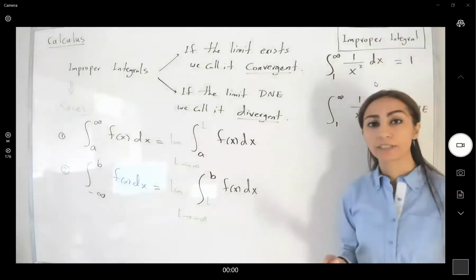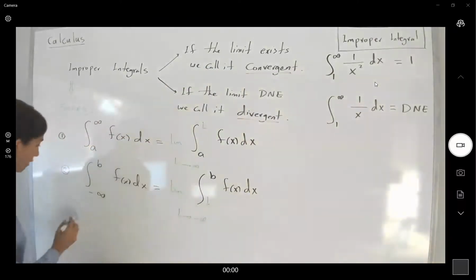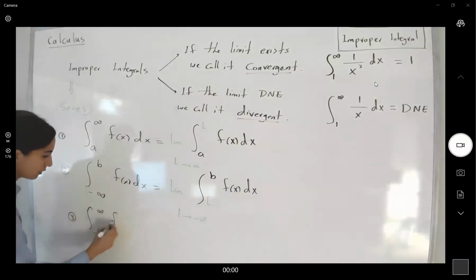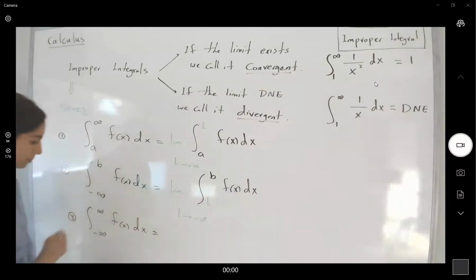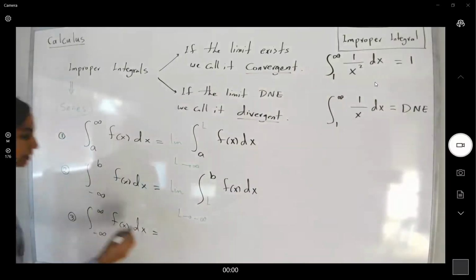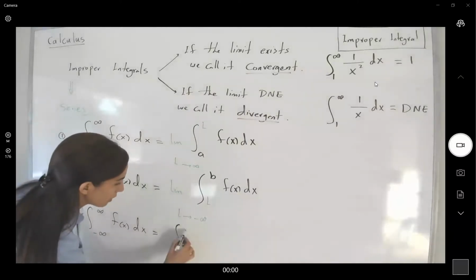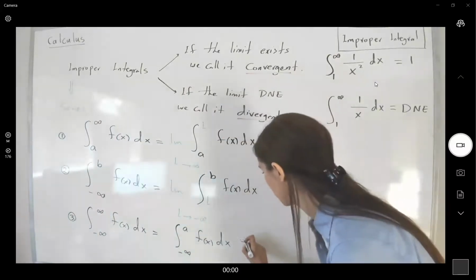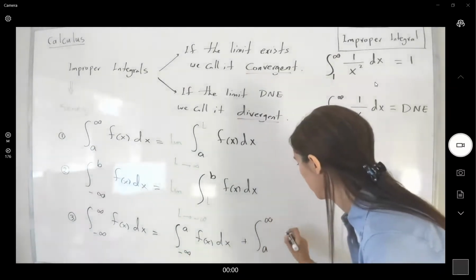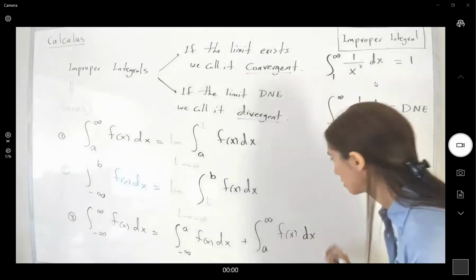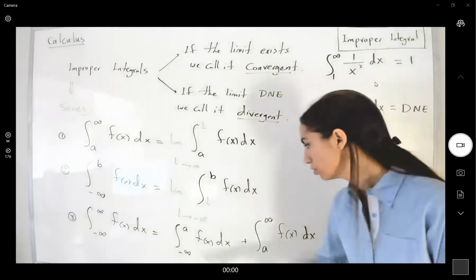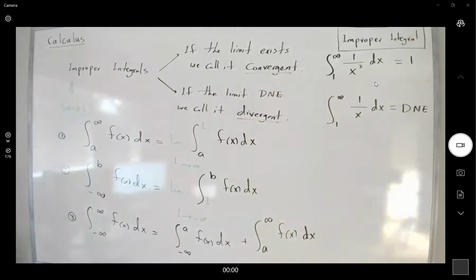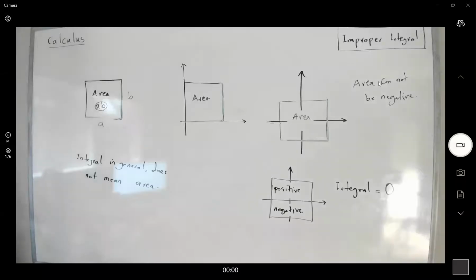So I expect you to ask, what if it is negative infinity to positive infinity? If you have an integral like this, negative infinity to positive infinity of f of x dx, well, you can separate this as the integral from negative infinity to a of f of x dx plus the integral from a to infinity of f of x dx, then apply 1 and 2 for these two improper integrals. Very well.